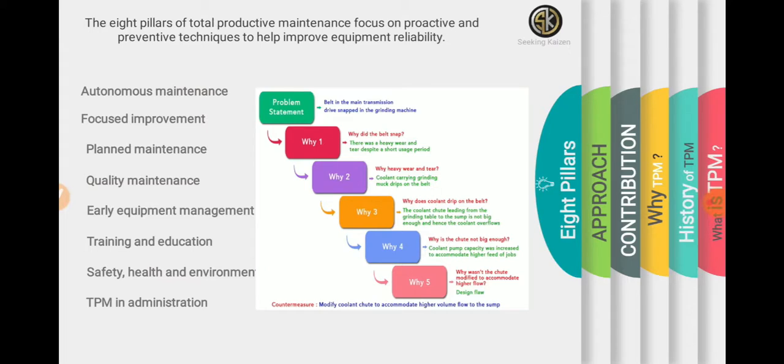So the very first block says problem statement. What's the problem? Belt in the main transmission drive snapped in the grinding machine. Why 1. Now I can see the problem, I can identify the problem. I need to ask 5 whys from myself. Why 1. Why did the belt snap?